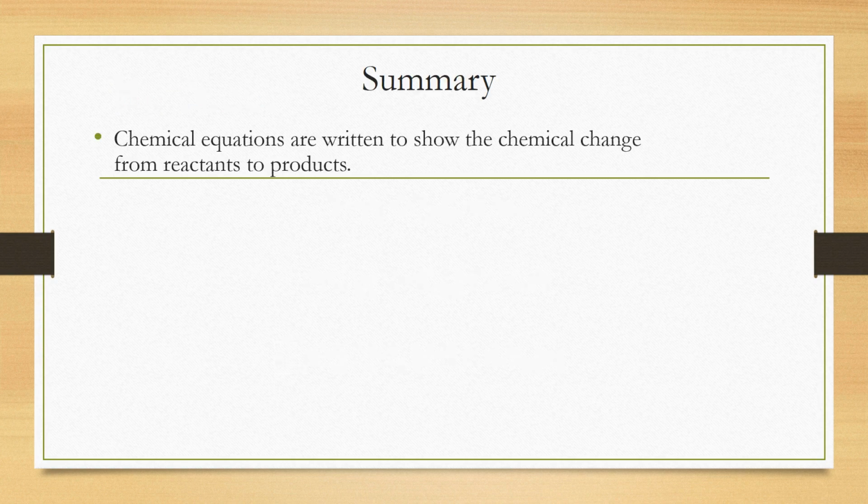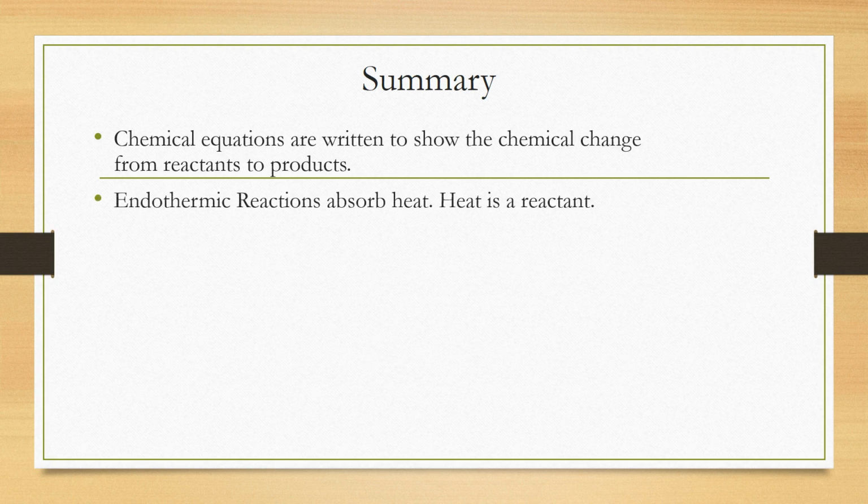All right, so just kind of summarizing yesterday's stuff. Chemical equations are written to show the chemical change from reactants to products. I didn't mention this yesterday, but we've mentioned this in the past. Endothermic reactions absorb heat, so heat would be on the reactant side, or the energy would be on the reactant side. So yesterday we dealt with photosynthesis in our practices and all. Photosynthesis is endothermic. Cellular respiration, which is the reverse of that, is exothermic. So heat would be on the product side. Exothermic reactions release heat. It's a product.